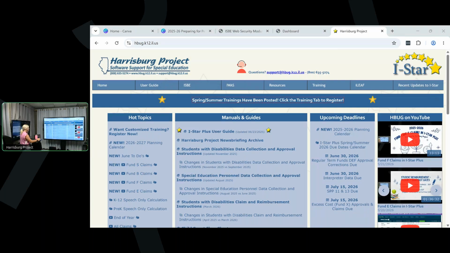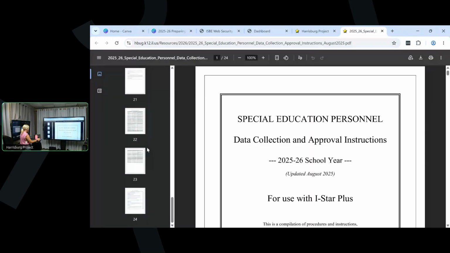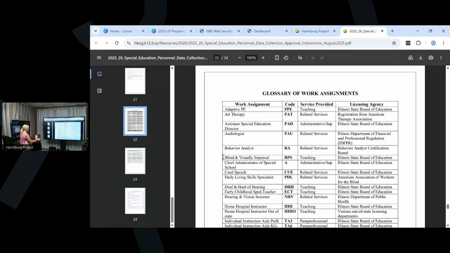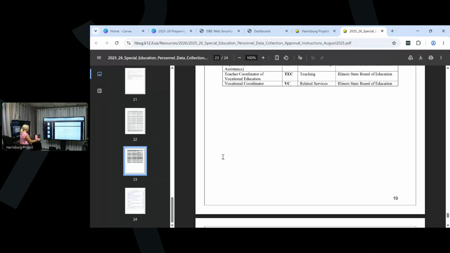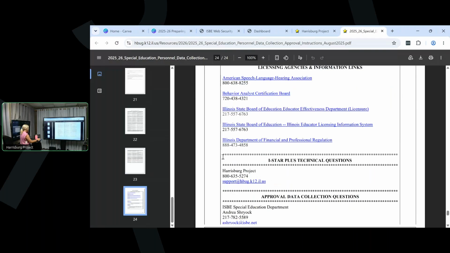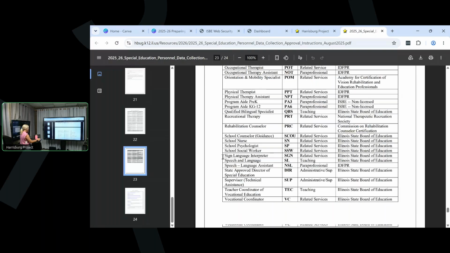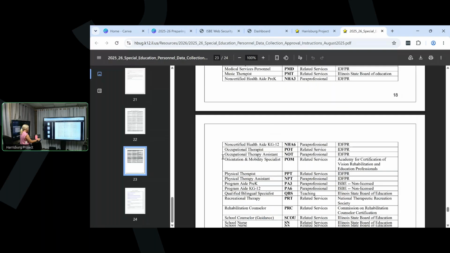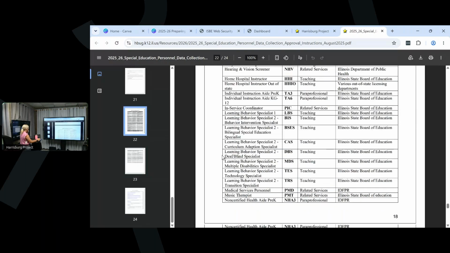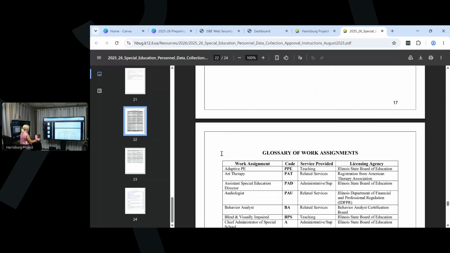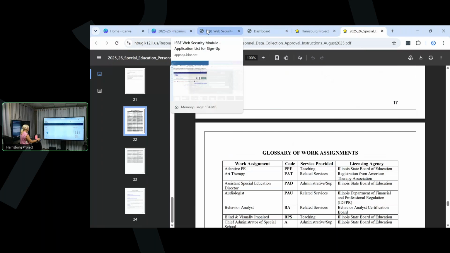Okay, here's the personnel data collection and the list of work assignments is at the end. So it's about 2 pages of options, almost 2 pages that tells you who you can enter. So remember, these are people that you are employing or paying, minus co-op employees.